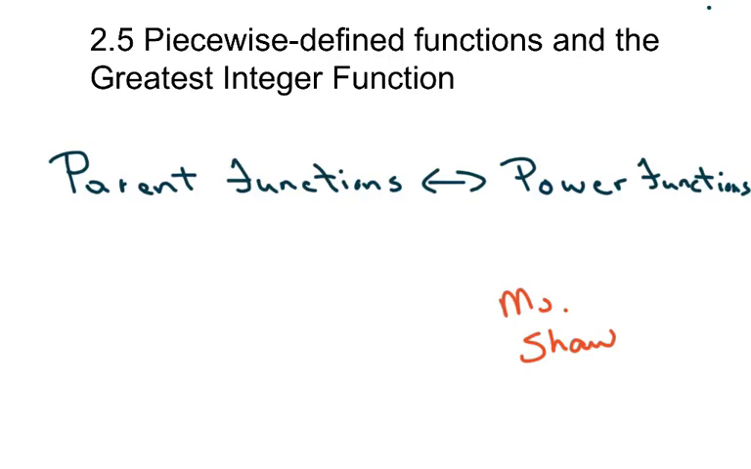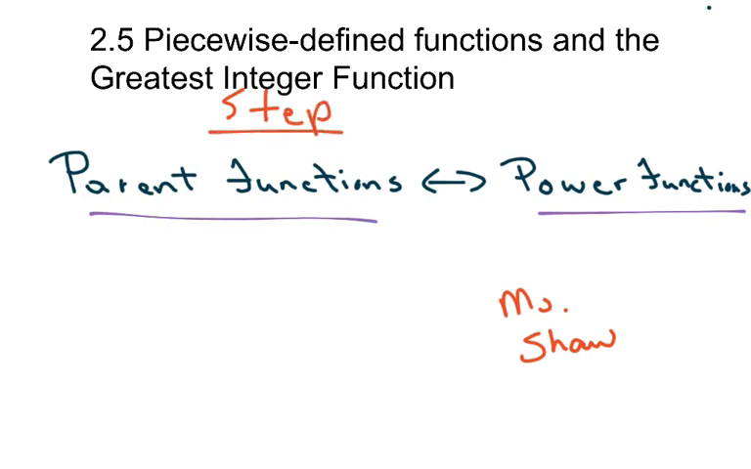Okay, this is chapter 5, chapter 2, section 5. We already went over the parent functions, which the book calls power functions now. Same thing, we'll call them power functions or parent functions. And we're going to talk about the piecewise defined functions and the greatest integer function, which is also known as the step function, which is usually what I call it, because it looks like stair steps. A lot of books call it that as well.